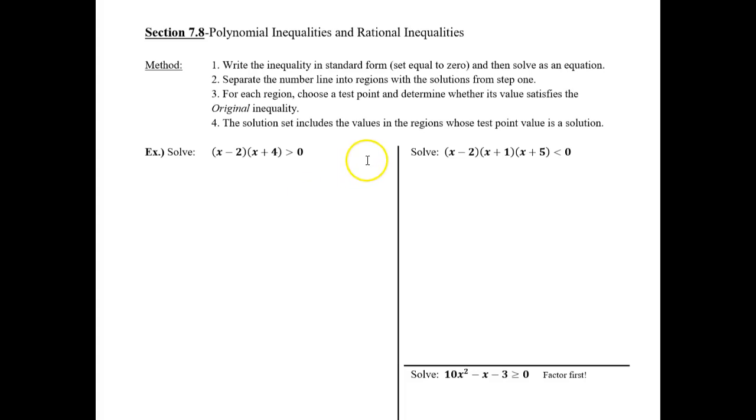And the way we're going to solve these polynomial inequalities is going to be similar to the way we would solve an inequality in two variables. Meaning, first we have to find some critical points, and then we're going to test to see where it's true and false. So we have this inequality, x minus 2 times x plus 4 greater than 0.